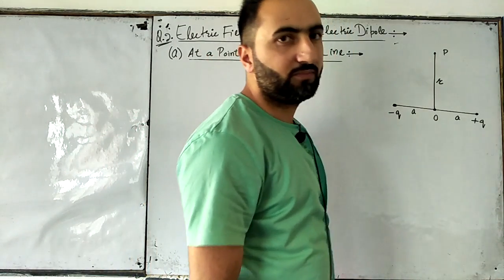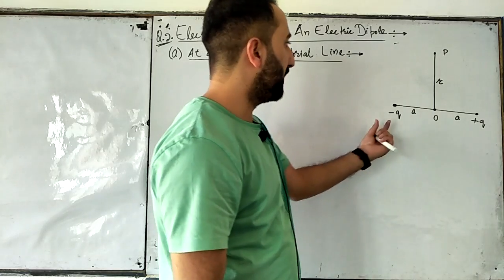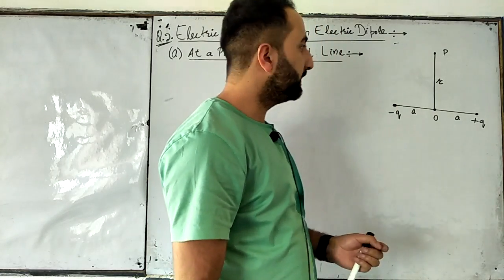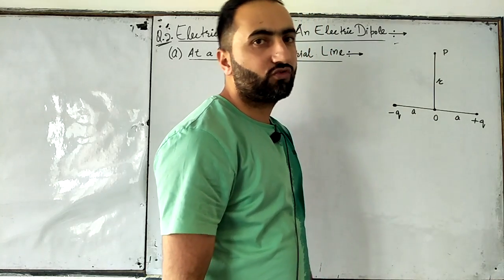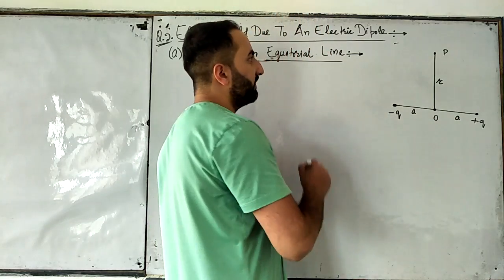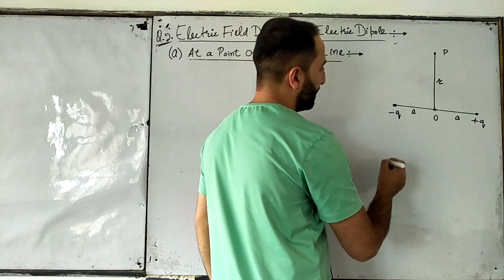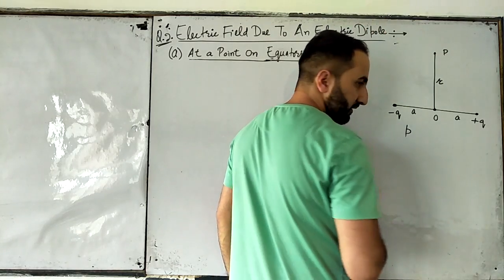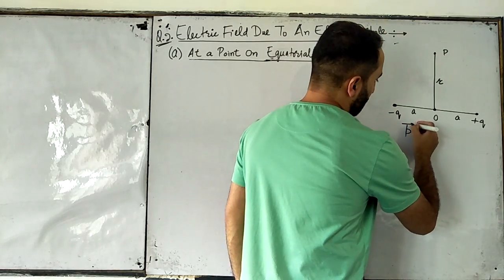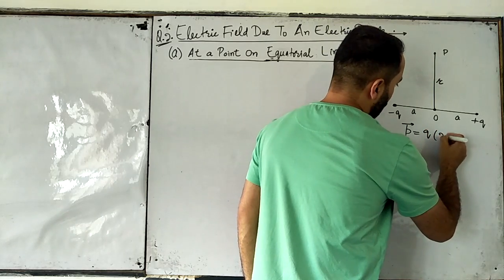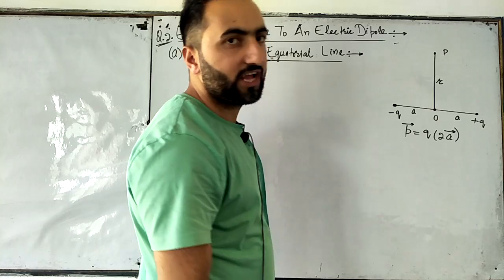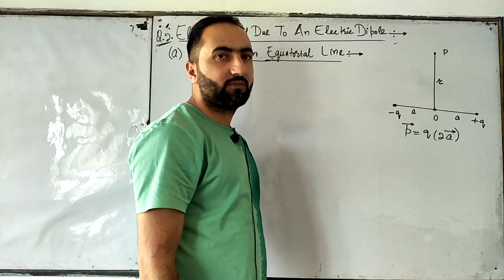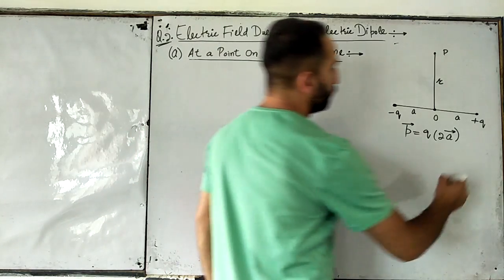This is a dipole, simply a system of equal and opposite point charges, minus q and plus q. This is the center of the dipole. This a plus a, equal to 2a, is called the length of the dipole. Then here we define a physical quantity p, which is equal to q multiplied by 2a. This is called the dipole moment: charge multiplied by the length of the dipole.